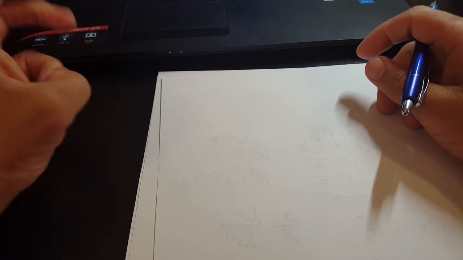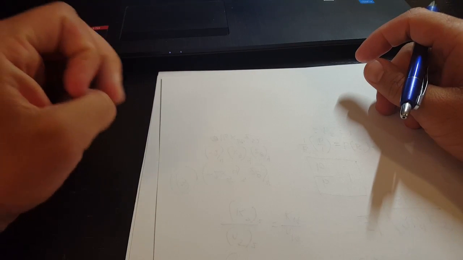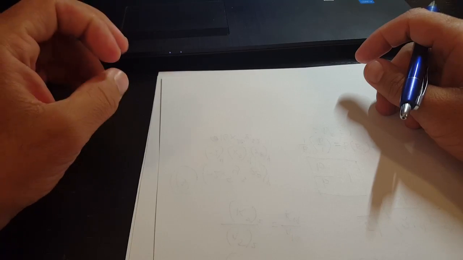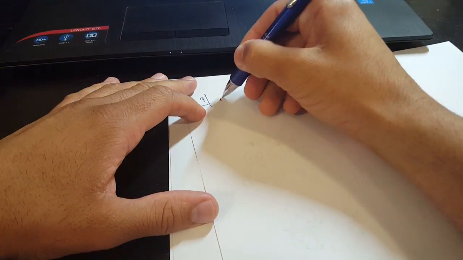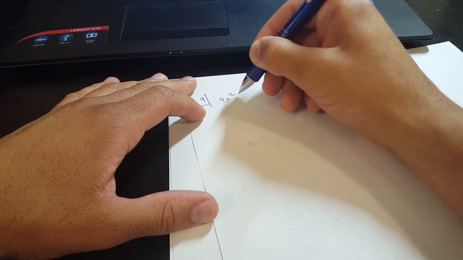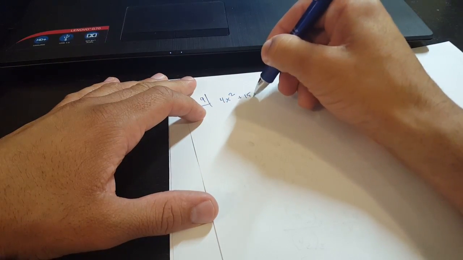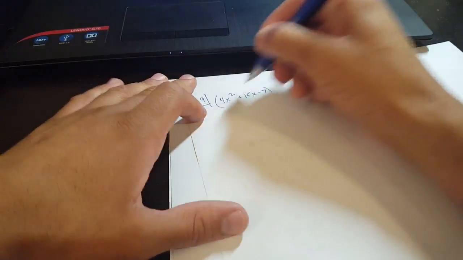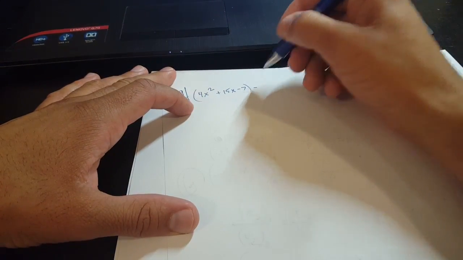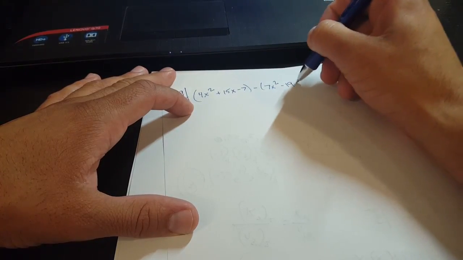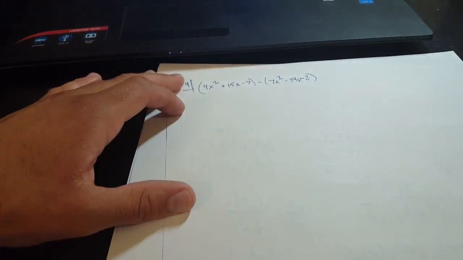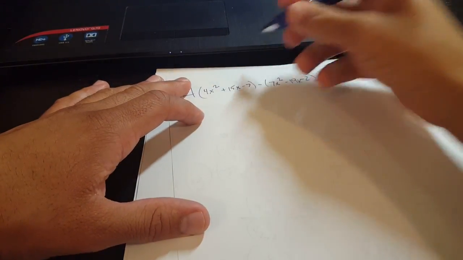Second half of that page, let's look at number 9. We have 4x squared plus 15x minus 7. I'm using this because it's got a negative in there, right? So 7x squared minus 19x minus 2. One way to think about this, right?